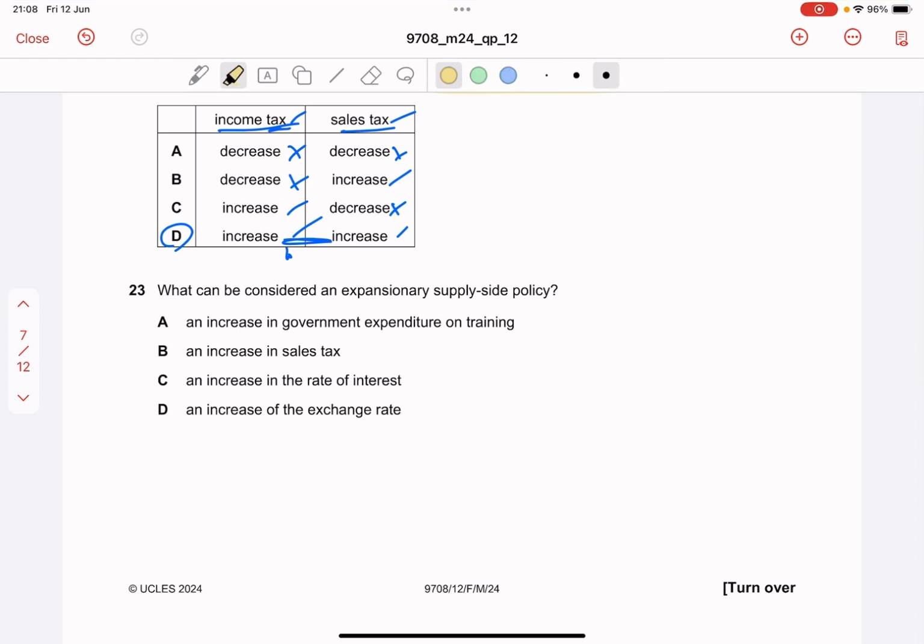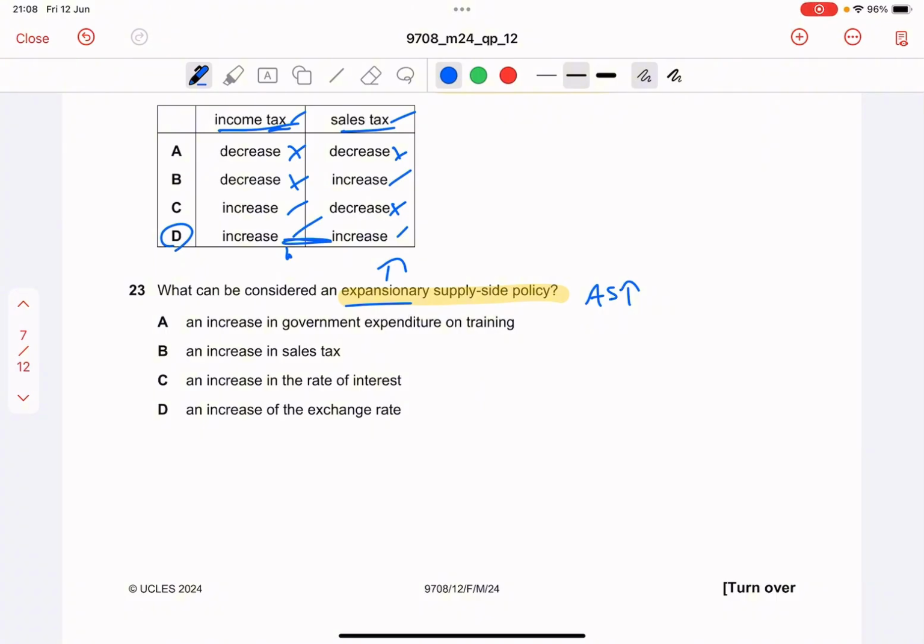Number 23, what can be considered an expansionary supply-side policy? So, all right, what is a supply-side policy? Supply-side policies are designed to increase the quantity or quality of aggregate supply. So if it's expansionary, it especially means increases. But if it's contractionary, it means to decrease it, okay?